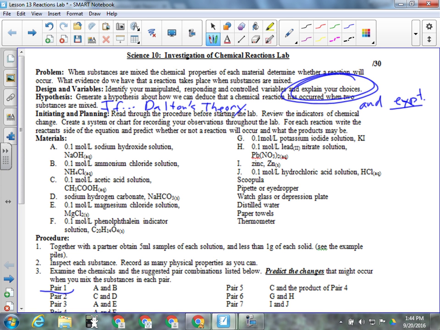Every time I mix things together, I should see changes, right? Certain changes, the signs of a chemical reaction. So you should probably say then that in each pair there will be something about a chemical change, and maybe list the signs of a chemical change, because that's probably your evidence that one has gone on.